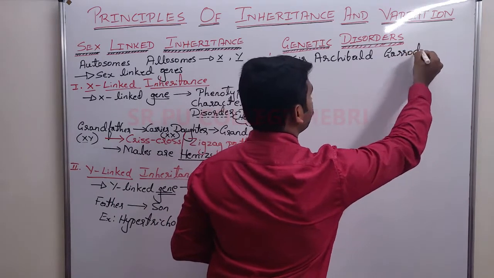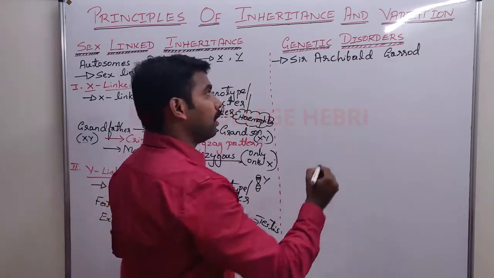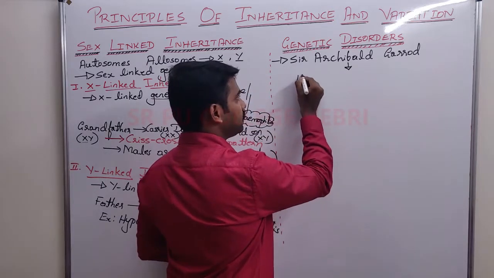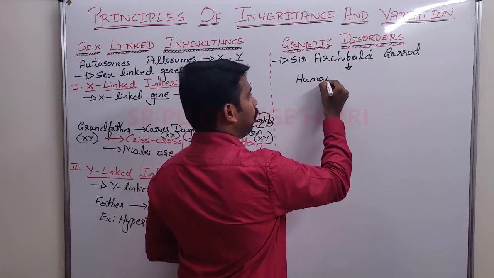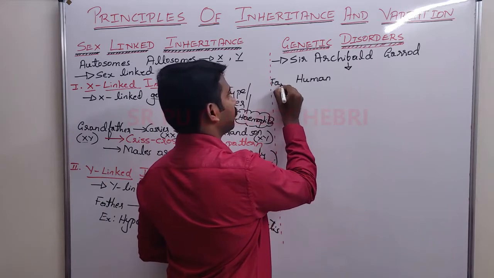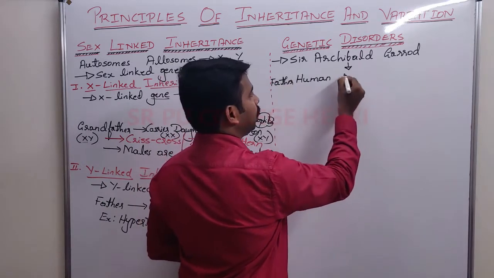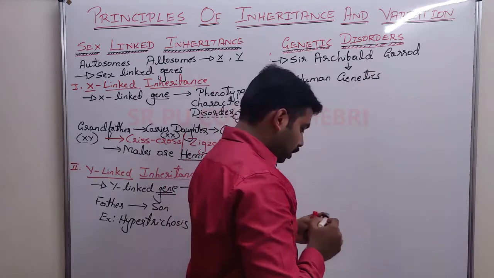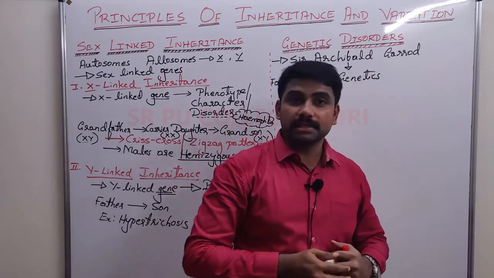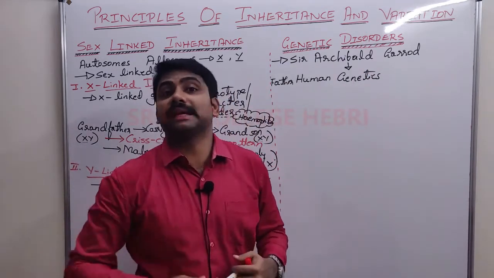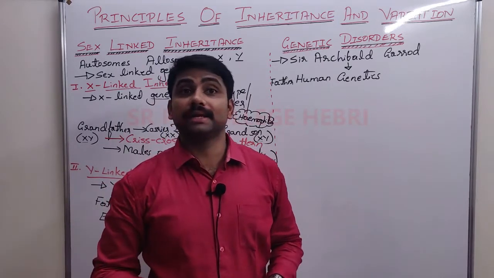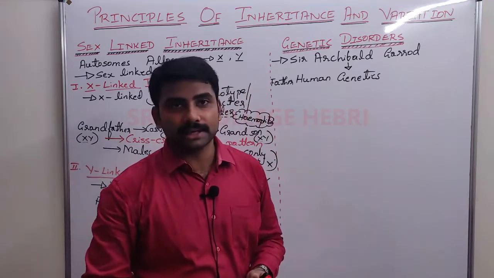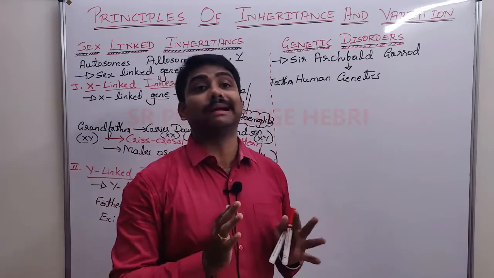Sir Archibald Garrod is known as the father of human genetics. Can you recall who is the father of genetics or classical genetics? It is Gregor John Mendel. Who is the father of experimental genetics? It is Thomas Hunt Morgan.